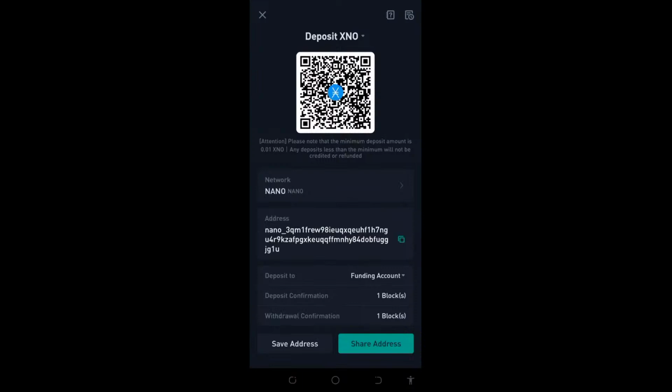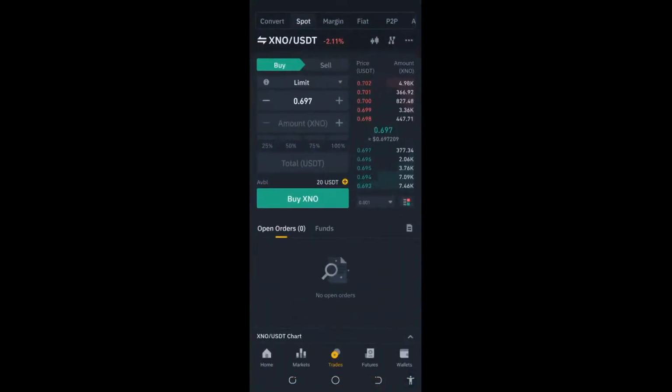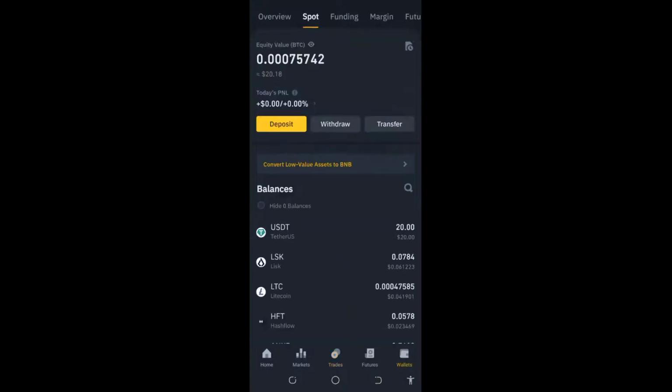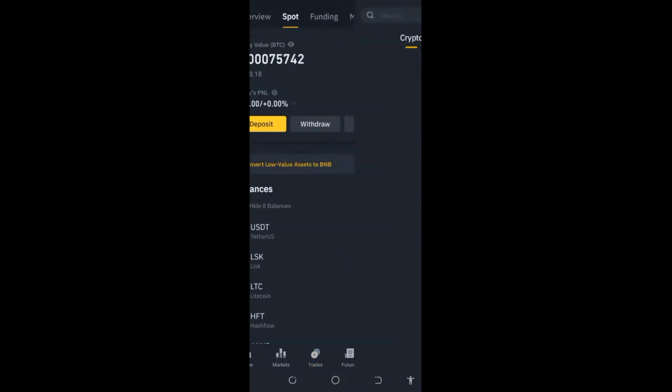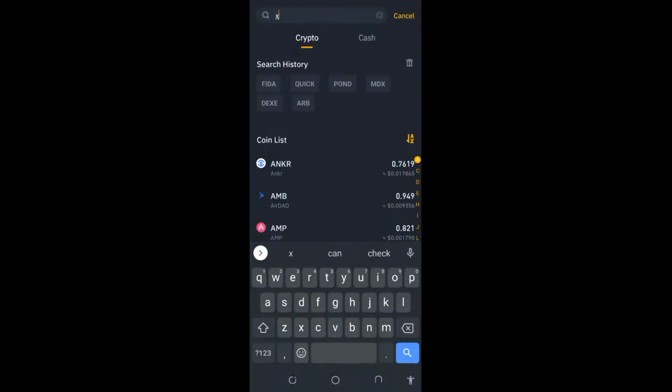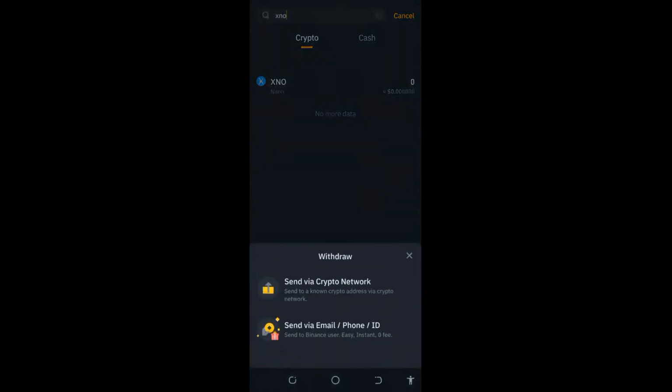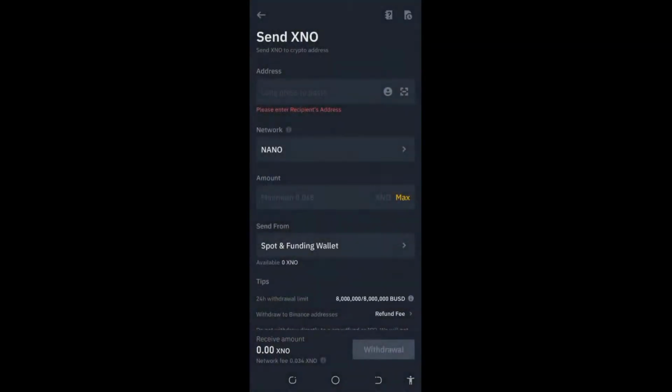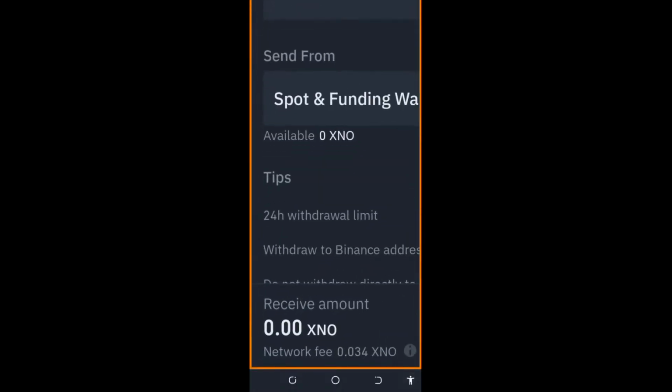Let's hope that on Binance we can also get the Nano network. Let's quickly rush over there. All right, let's click on withdraw and see whether this is good. Let's check on XNO and see the withdrawal network. Oh, it's also Nano. That's good. So what do we have here? The network fee is 0.034.